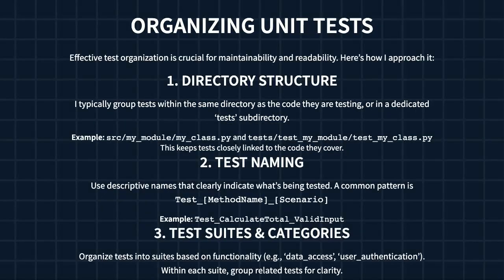Okay, let's talk about how to keep your unit tests organized. It's a really important part of writing maintainable code. First, I like to group my tests right alongside the code they are testing, or in a separate tests folder nearby. This makes things super easy to find and understand. Next, test names matter. I always try to make them really descriptive. Something like test calculate total valid input tells me exactly what I'm checking. And finally, think about grouping your tests into suites based on the functionality they cover, like data access or user authentication, and then within those suites, group related tests together for even better organization.